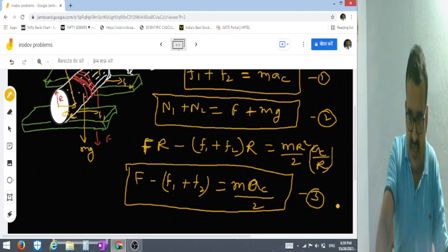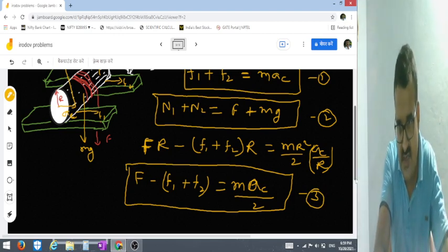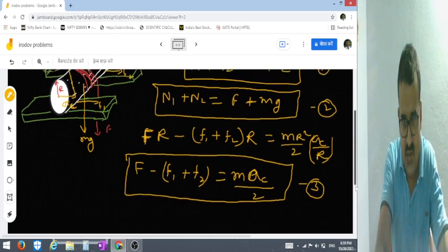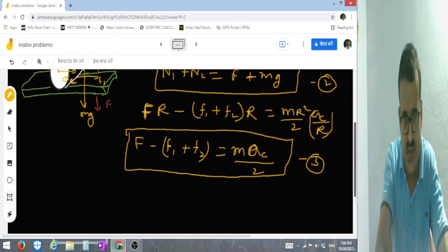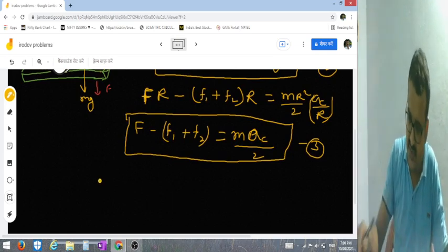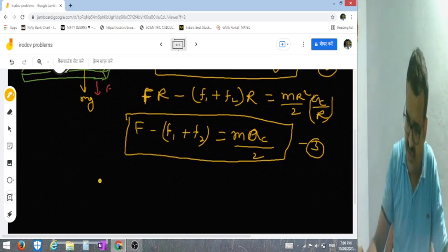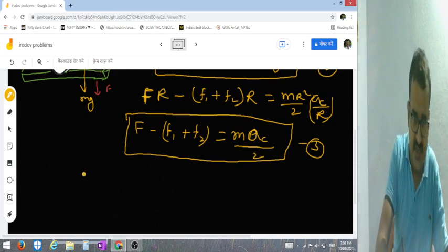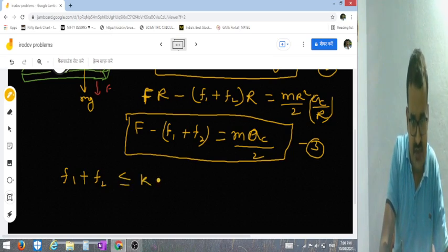Now one more condition is there. Beta, since it is rolling, there is no slipping, there is no sliding over there. You must get that the friction we get here must be less than or equal to K times (N1 plus N2).